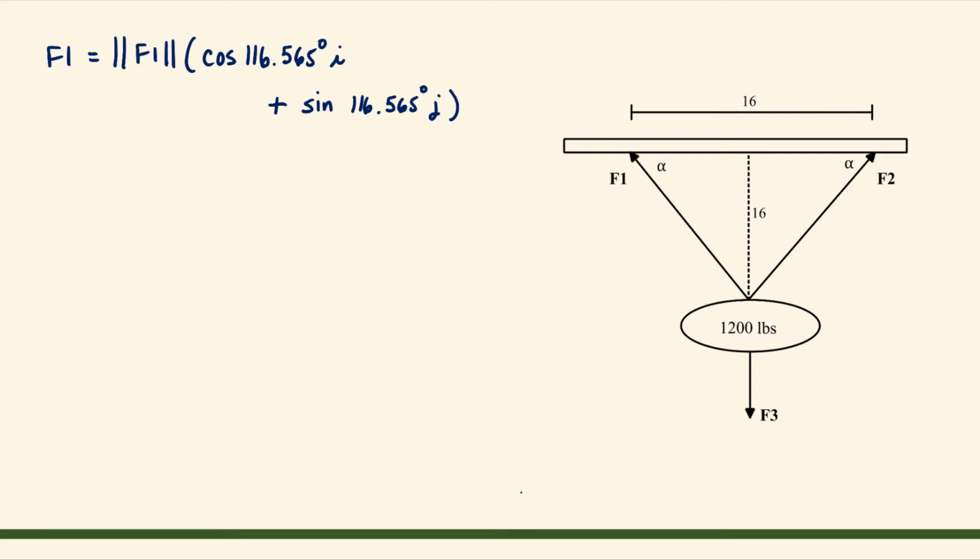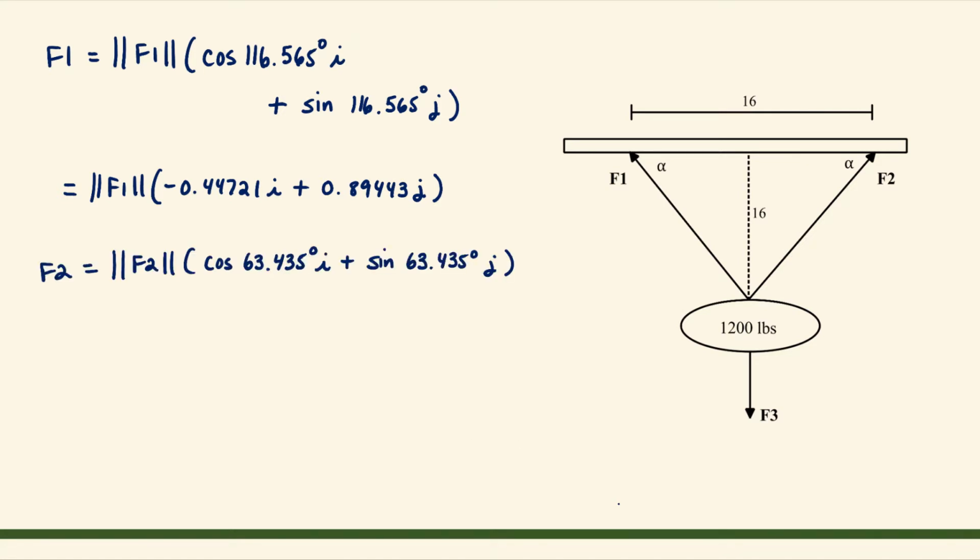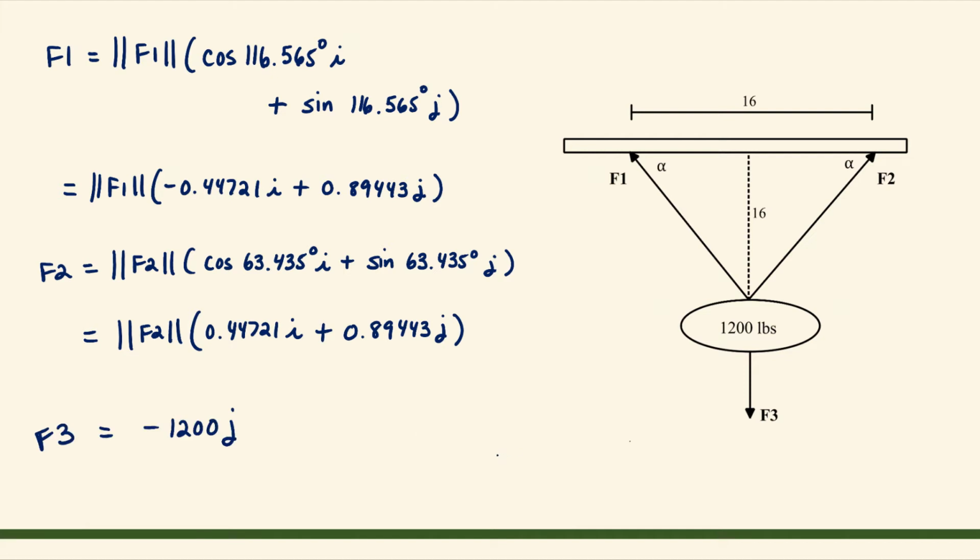We will now write vector F1 as the magnitude of vector F1 times the quantity cosine 116.565 degrees times I plus the sine of 116.565 degrees times J. This is equal to the magnitude of force vector F1 times negative 0.44721 I plus 0.89443 J. We will write force vector F2 as the magnitude of vector F2 times the quantity cosine 63.435 degrees times I plus the sine of 63.435 degrees times J, which can be written as the magnitude of force vector F2 times the quantity 0.44721 I plus 0.89443 J. Force vector F3 can be written as negative 1200 J.